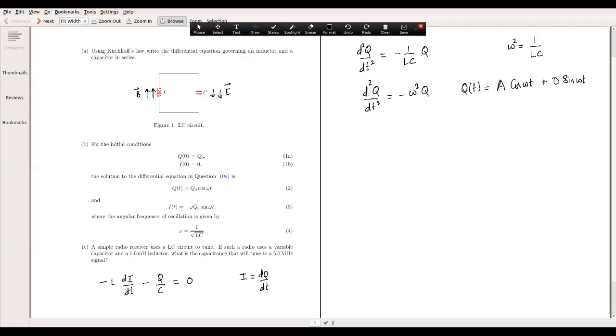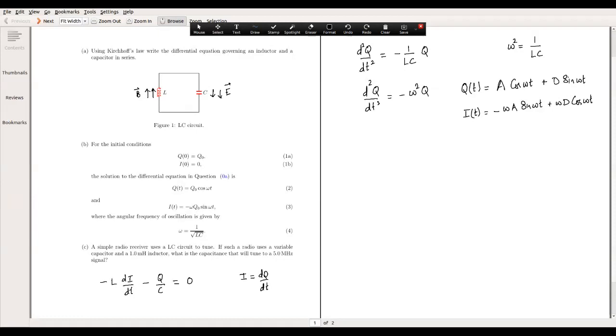Derivative of charge is the current, so current as a function of time is the derivative of this charge. It's minus omega a sine omega t. Cosine function when differentiated gives sine, with omega in front from the argument, and the negative sign is because differentiation of cosine gives minus sine. Plus omega d cosine omega t.